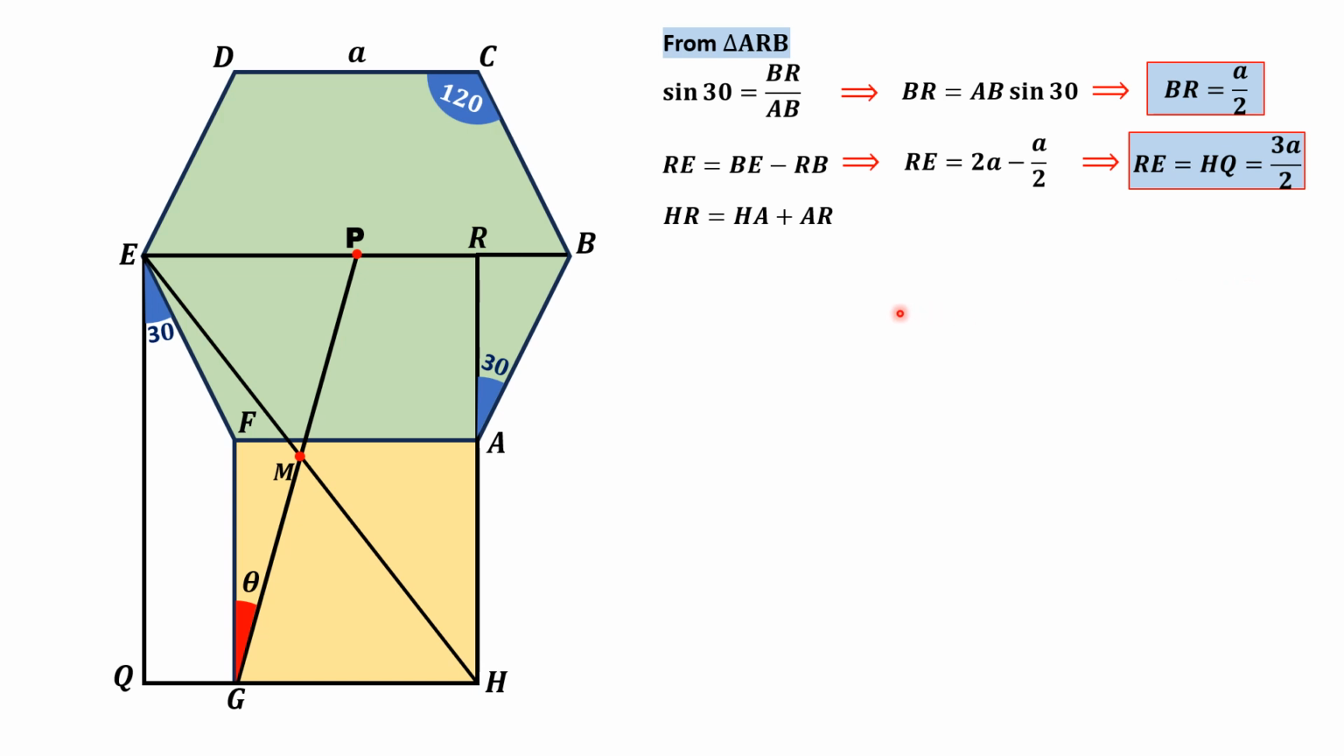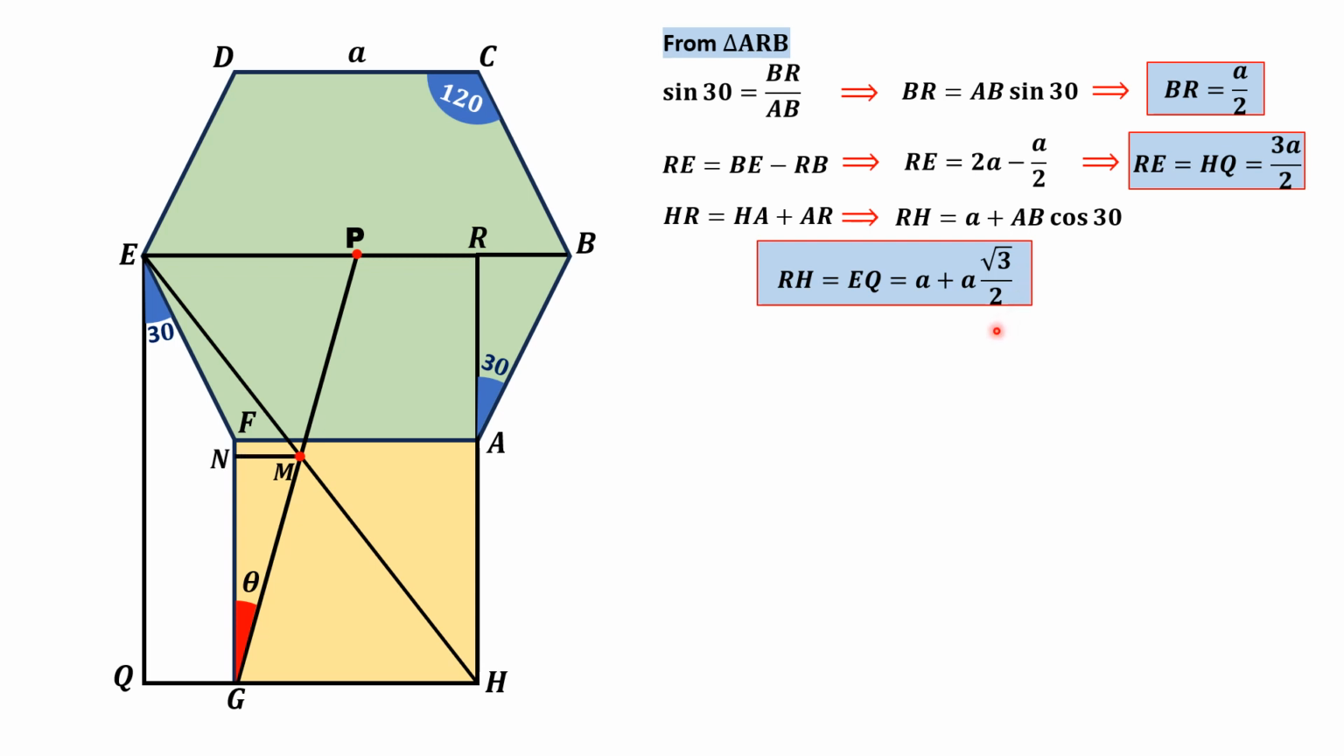Now we focus on the length HR, which is the other side of this rectangle. HR is equal to HA length plus AR. HA is lowercase a length and AR is AB times cos of 30 degrees. And we know that cos of 30 degrees is equal to square root of 3 by 2, so RH, that is equal to EQ, is a plus a times square root of 3 by 2.